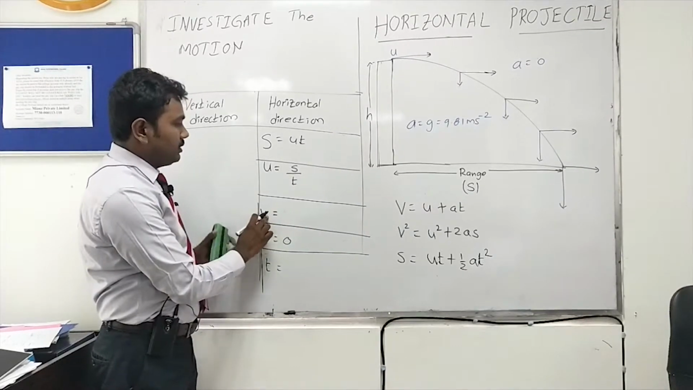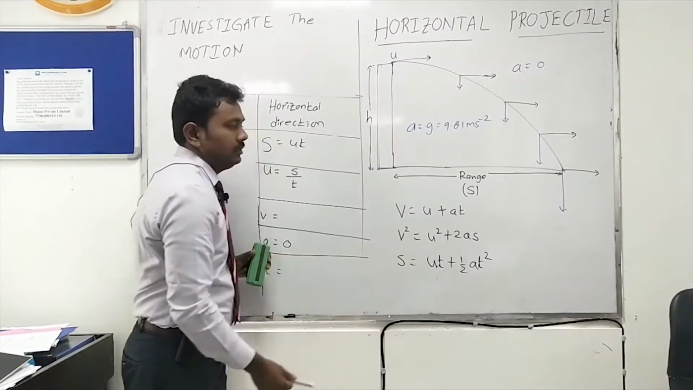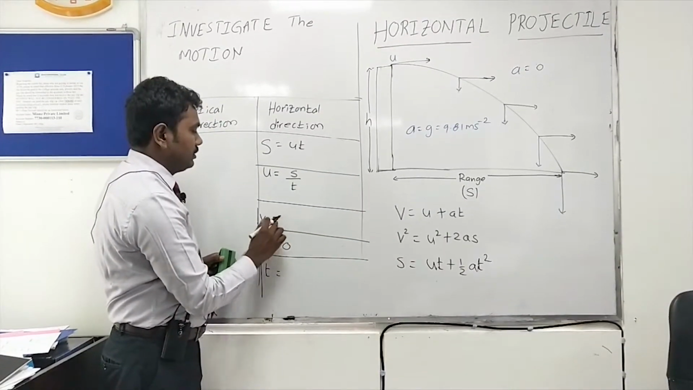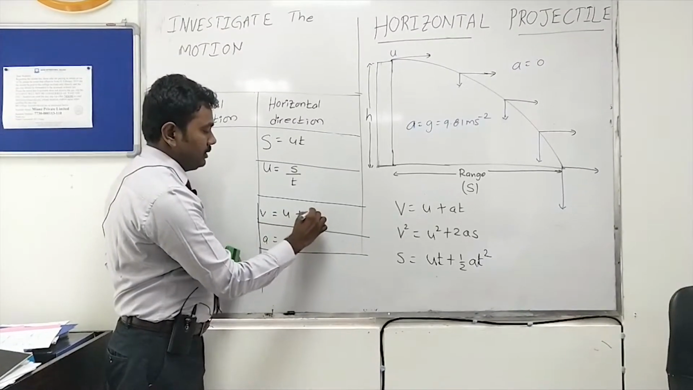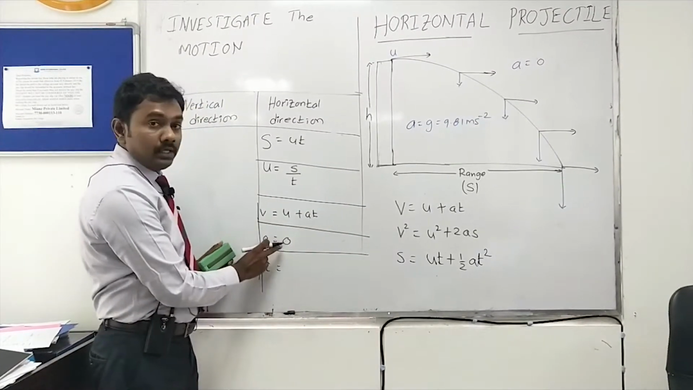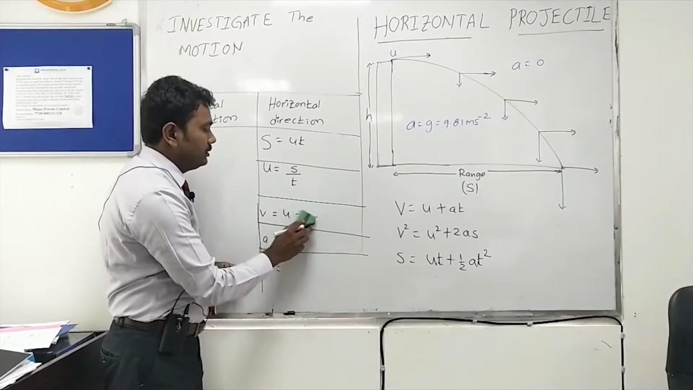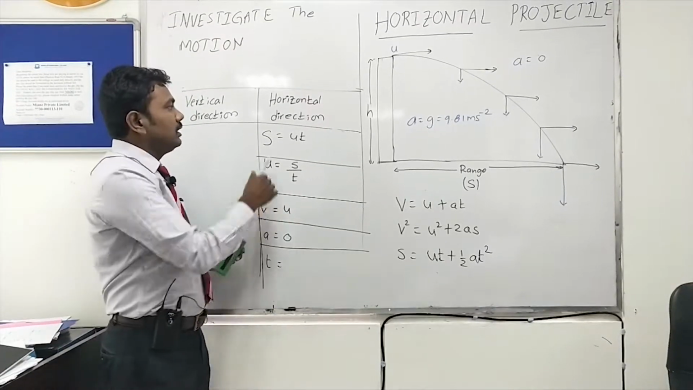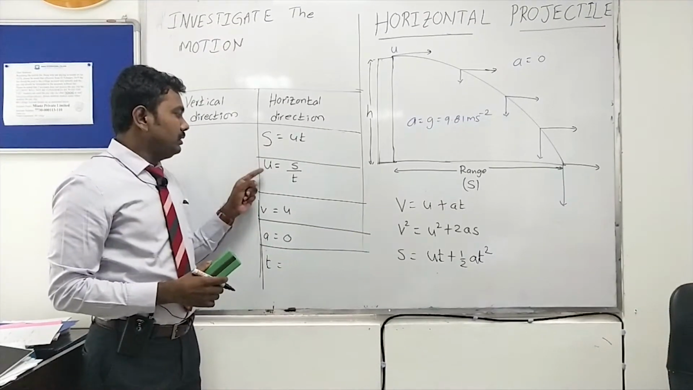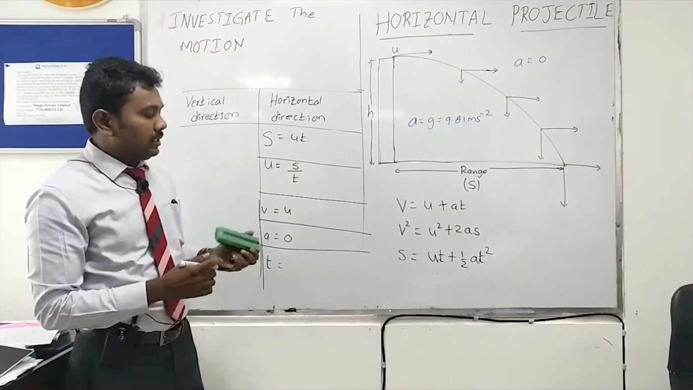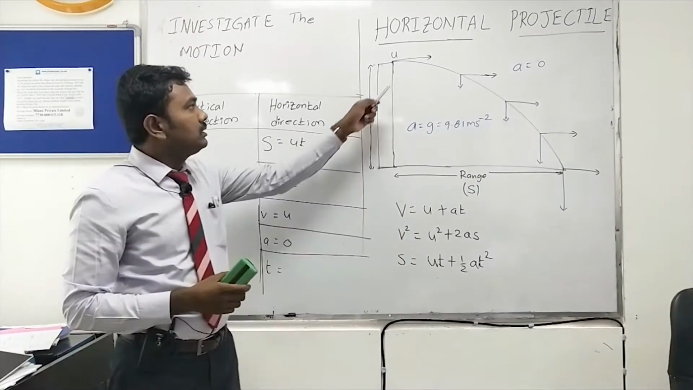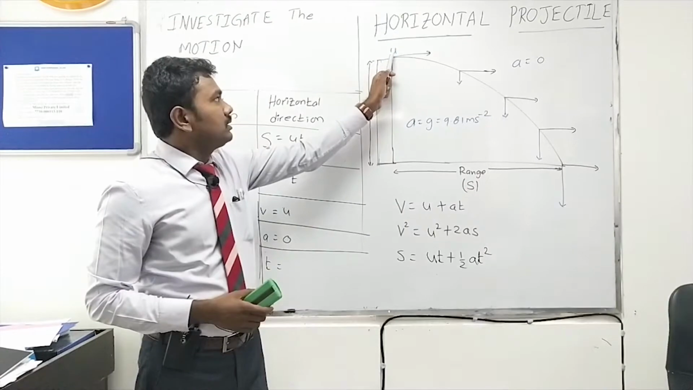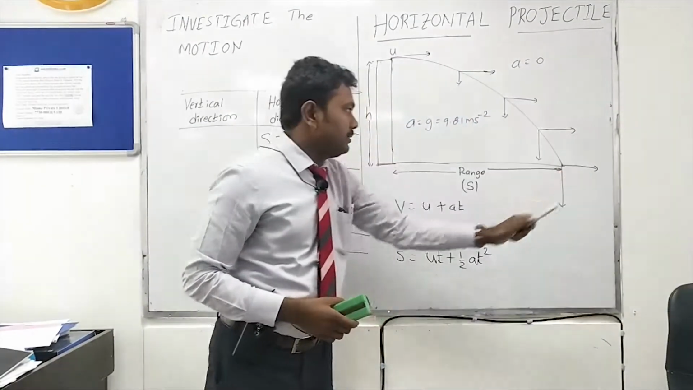We know the formula, v equals u plus at. In this formula, my acceleration a is becoming 0, so this whole term becomes 0. So v will be equal to u. In other words, in the horizontal direction, the initial velocity is the same as the final velocity. That is what we have indicated by using the arrows here. The horizontal arrows are always constant. It means initial velocity u is the same as the final velocity v here.